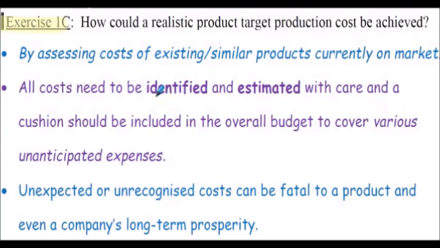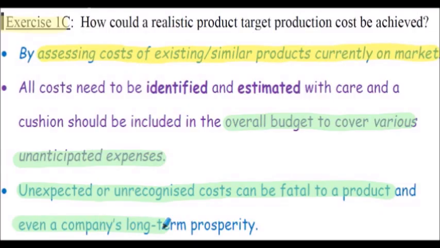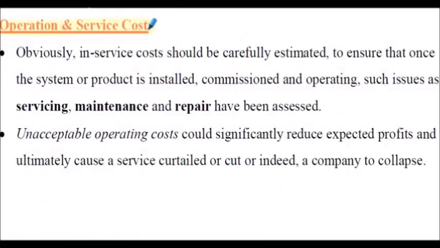Exercise 1C. The suggestion here is that by assessing the costs of existing or similar products currently on the market, the overall budget will cover various unanticipated expenses. Unexpected or unrecognised costs can be fatal to the product and even a company's long-term prosperity. Here's operation and service costs.